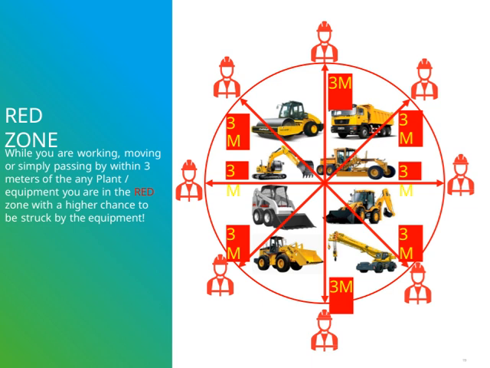Being in the red zone means you are closer to potential hazards, so it's vital to always stay alert, follow safety protocols, and ensure you're aware of your surroundings. Remember, safety is a shared responsibility, and respecting this boundary helps prevent accidents. So always keep in mind, if you're within 3 meters of any plant or equipment, you are in a sensitive zone, the red zone, and safety should be your top priority.